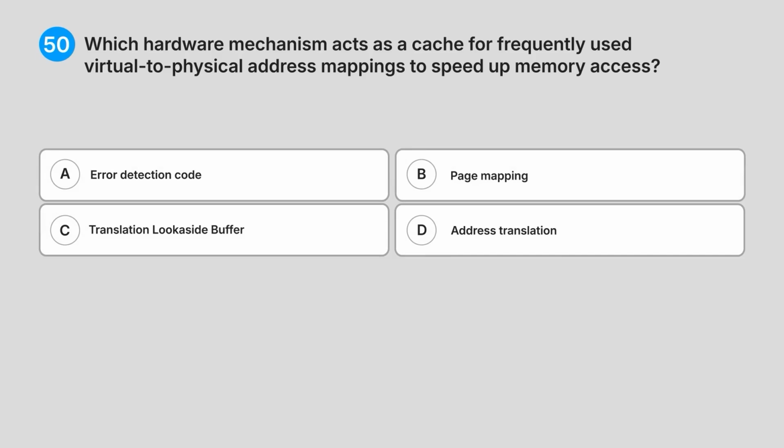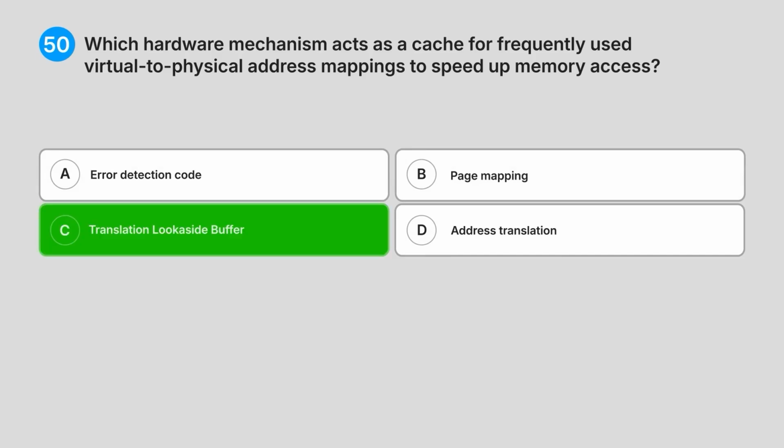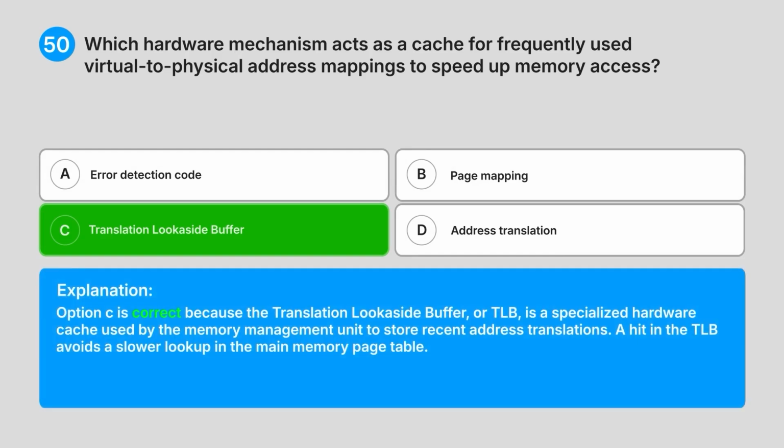Correct answer. C. Translation look-aside buffer. Explanation. Option C is correct because the translation look-aside buffer, or TLB, is a specialized hardware cache used by the memory management unit to store recent address translations. A hit in the TLB avoids a slower lookup in the main memory page table.